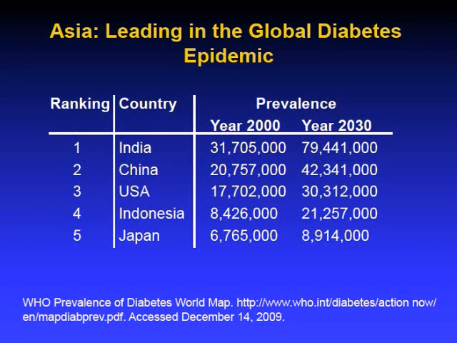According to the World Health Organization, the prevalence of diabetes is estimated to substantially increase by 2030. Currently, Asia leads in the global diabetes epidemic, with India ranking 1st and China 2nd. 2 other Asian countries also make the top 5, Indonesia and Japan. The conception that diabetes was a disease of the well-developed countries no longer holds true. The diabetes epidemic is also affecting developing countries as well.